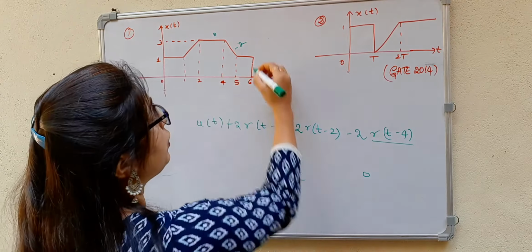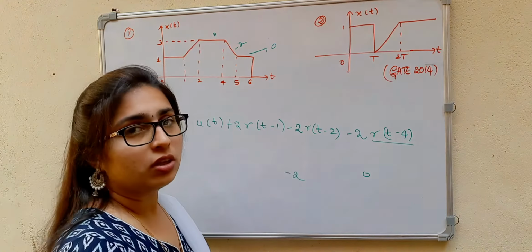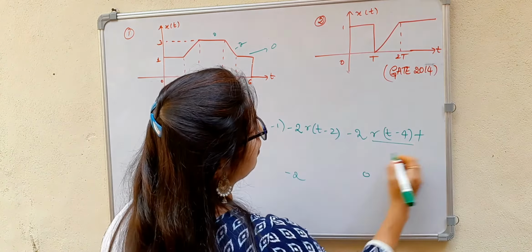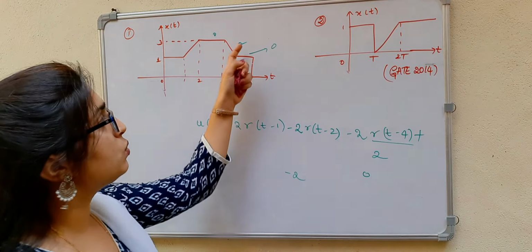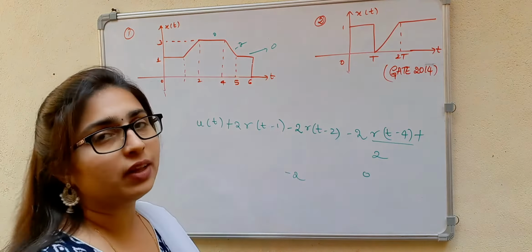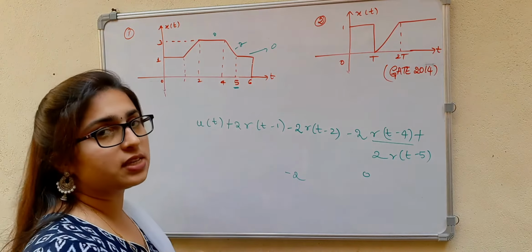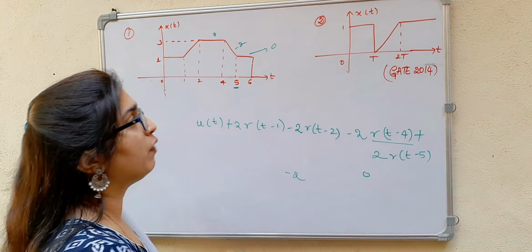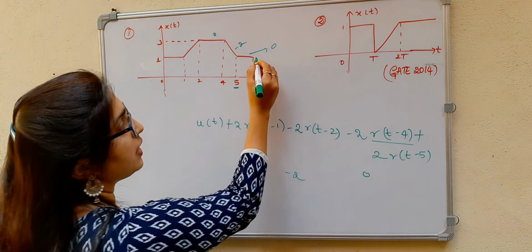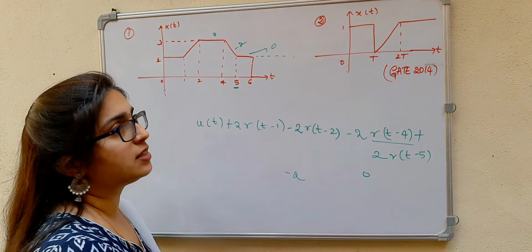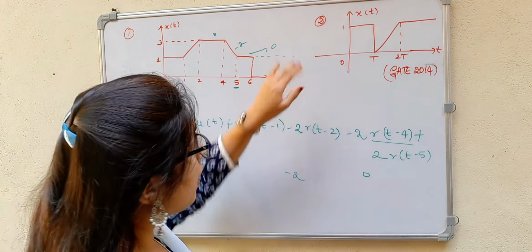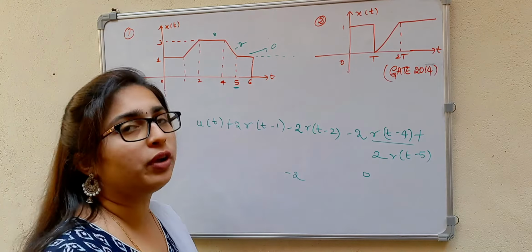Next, from here minus 2 is the resultant slope, and from there you are going to get the slope 0. So if I add 2, I will get 0, right? Minus 2 plus 2, then only I will get 0. So I will add r of t minus 5. Why t minus 5? The slope is changing at 5.